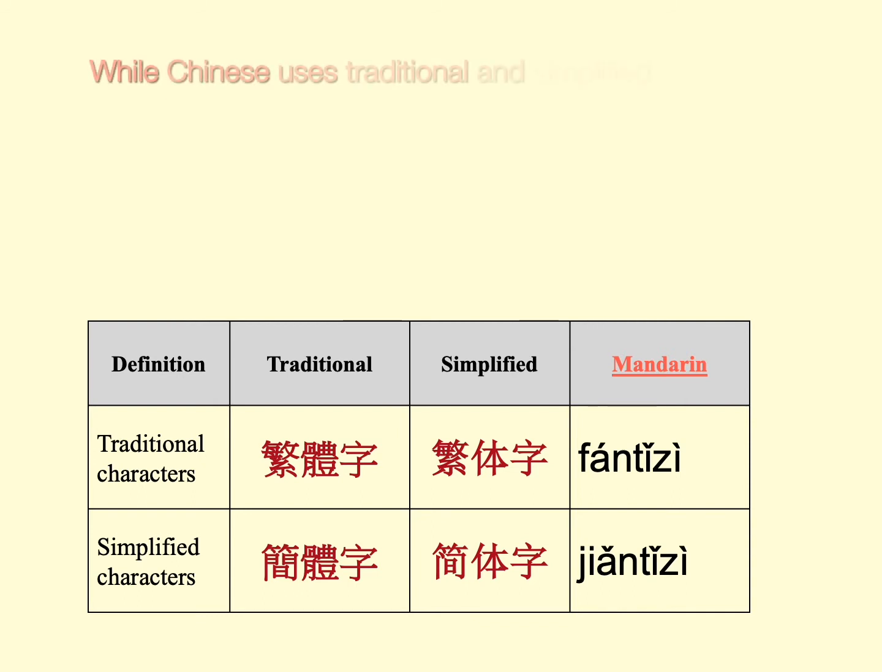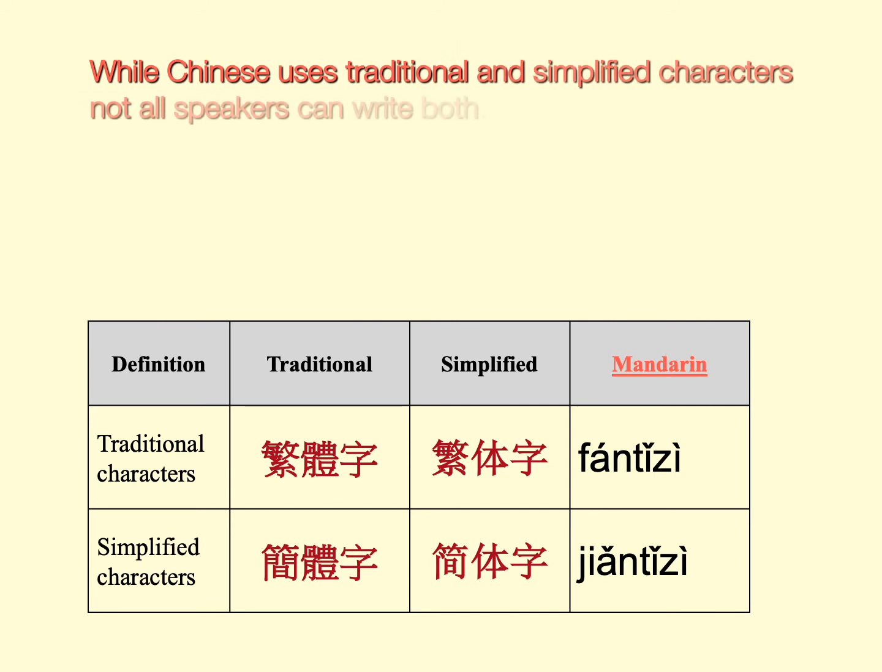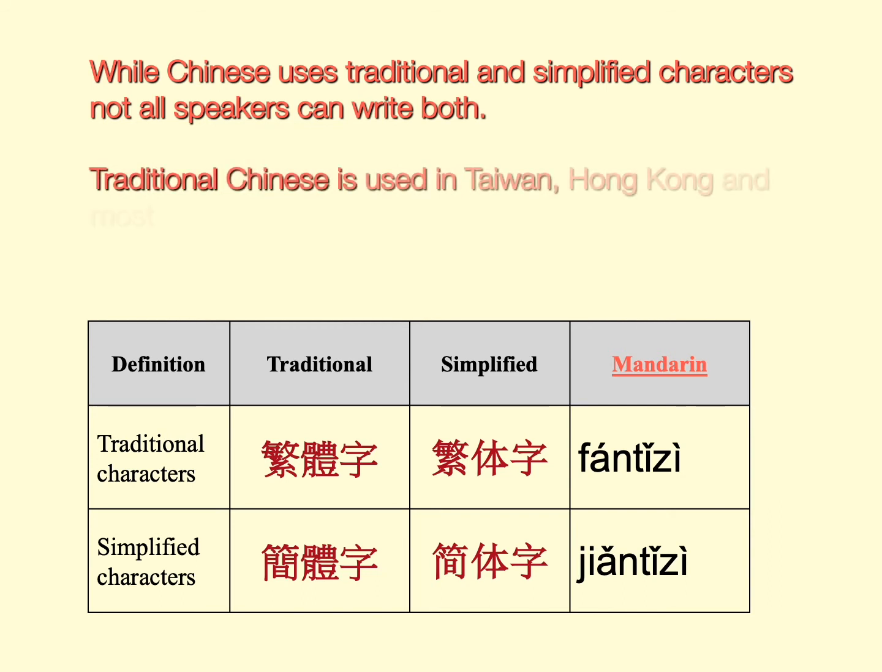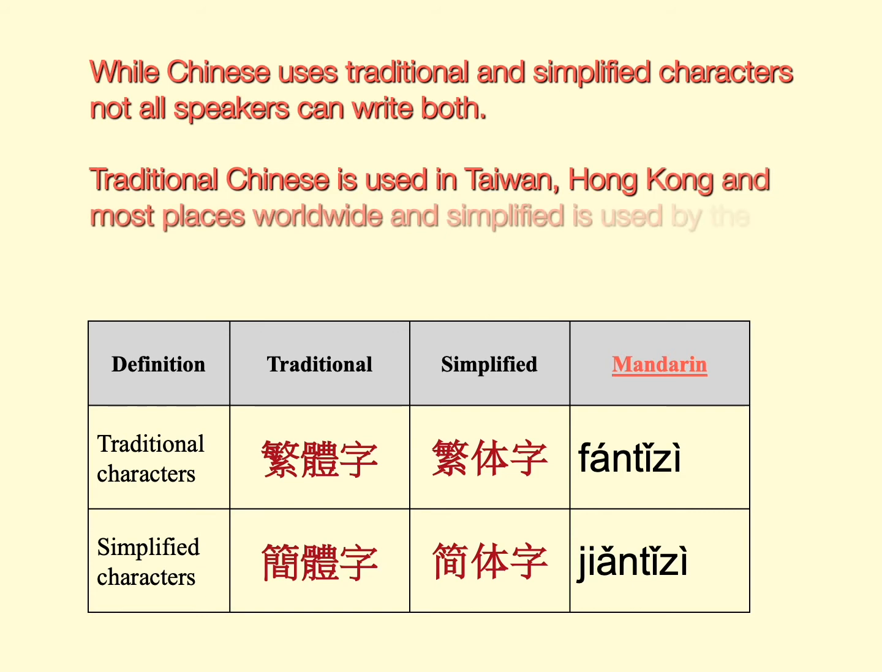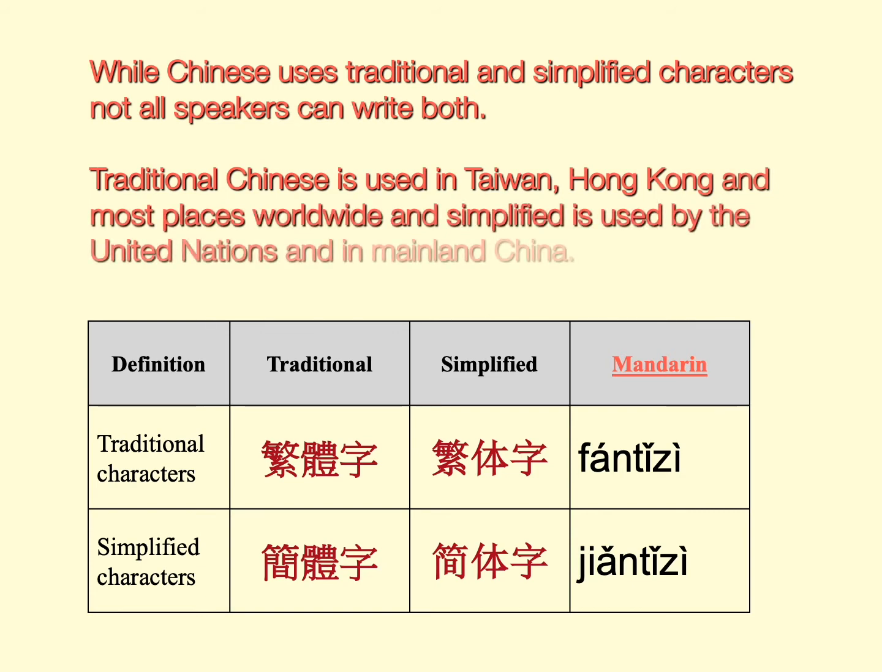While Chinese uses traditional and simplified characters, not all speakers can write both. Traditional Chinese is used in Taiwan, Hong Kong, and most places worldwide, and simplified is used by the United Nations and in mainland China.